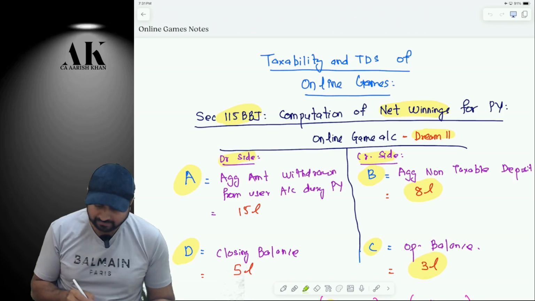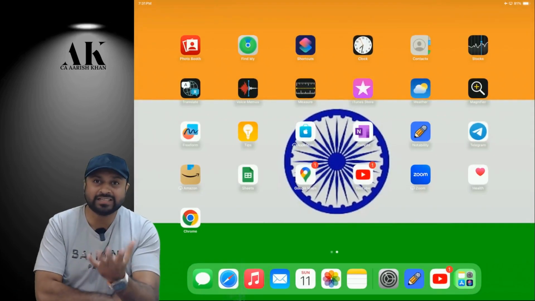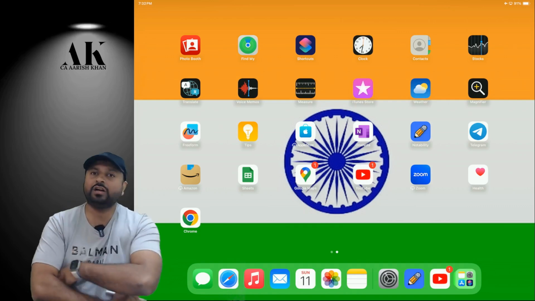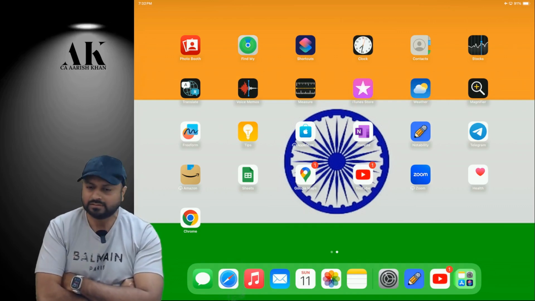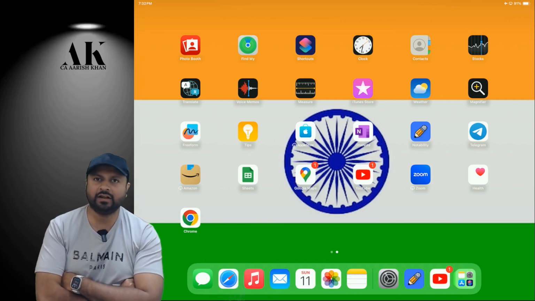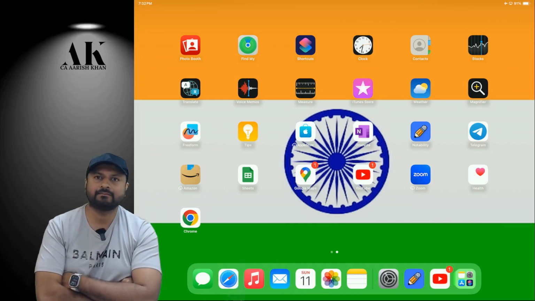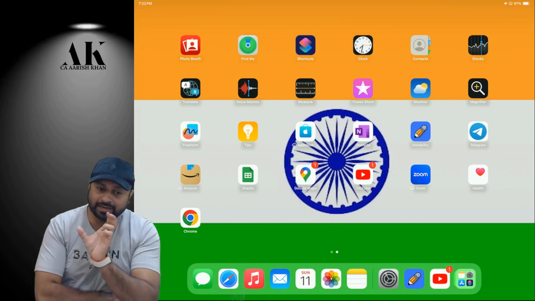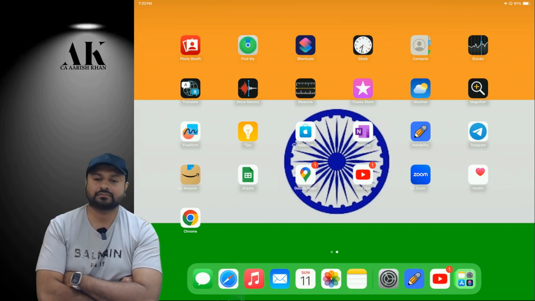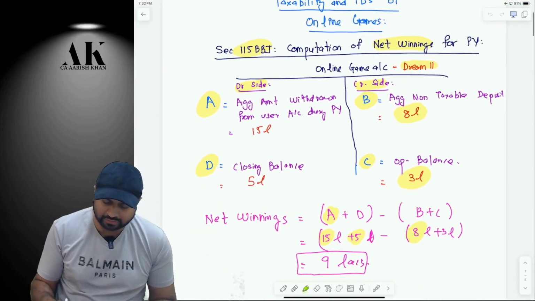Now what is A? You have to repeat, otherwise you will not remember. A is the aggregate amount withdrawn during the entire financial year. What is D? Closing balance at the end of the year. A plus D is done now. What is B? Non-taxable deposit. And what is C? Opening balance. Okay. So these are the numbers which will be given to you in the exam to find out the net winnings.